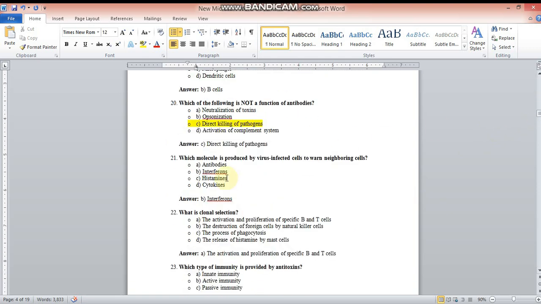The next MCQ is, which molecule is produced by a virus-infected cell to warn neighboring cells? A. Antibodies, B. Interferons, C. Histamines, and D. Cytokines. So the correct option is B. Interferon.